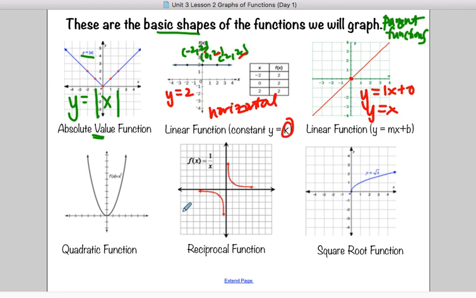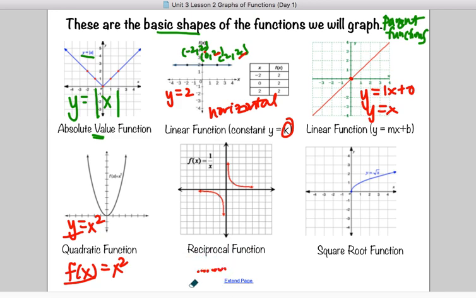The next one is our good old quadratic. Y equals x squared. Once again, it's written on there as f of x equals x squared. Means the same thing from our last notes, y and f of x. The next one is the reciprocal function. It can also be known as a rational.